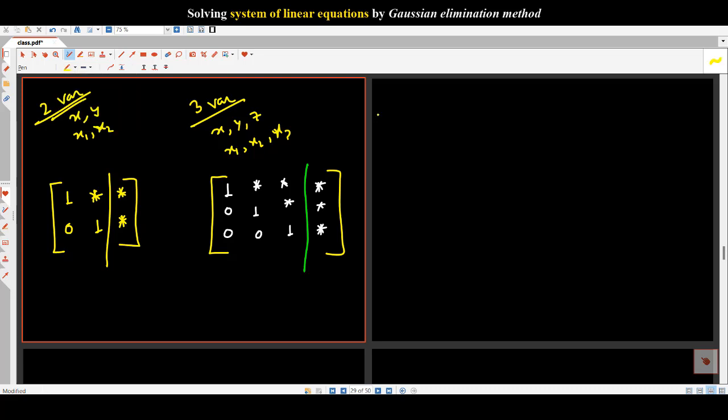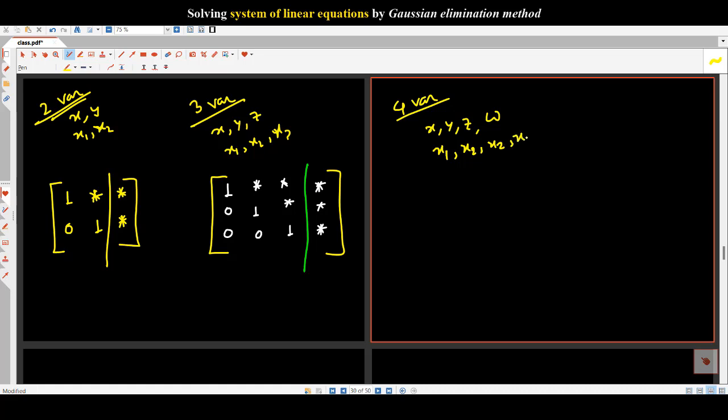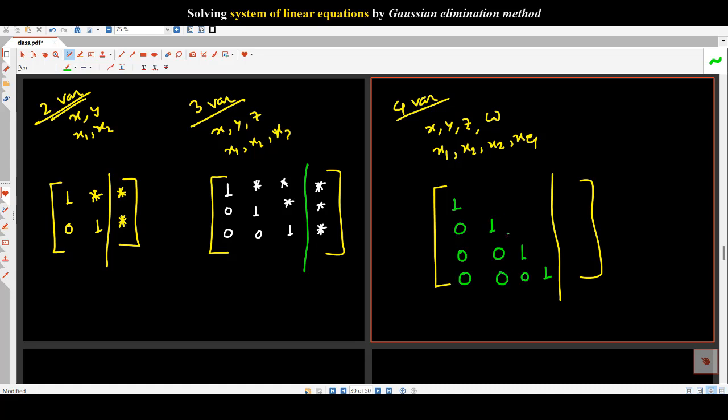Suppose you have 4 variables, although that is not included here in this content, but you can think about that. Suppose you have 4 variables x1, x2, x3, x4. At that time, you should think for 1, 1, 1, 1, 0, 0, 0, 0, 0, 0. Here you have some values, let's say.